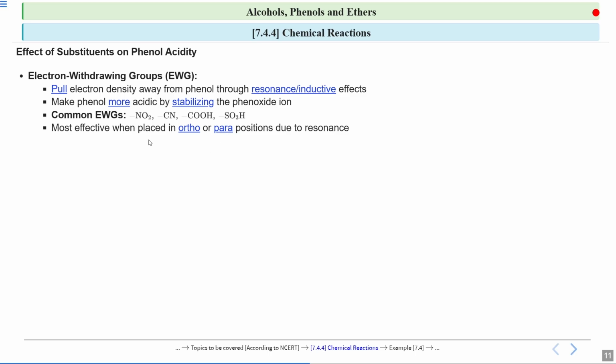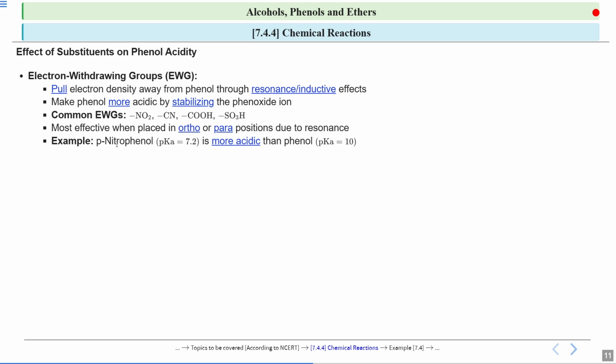Okay, so this effect is most effective when the substituents are placed in the ortho or para position, and this is because of the resonance. See, para-nitrophenol has a pKa of 7.2, so it is more acidic than phenol, which has a pKa of 10. Because in this, to the phenol, your nitro group is attached at the para position.